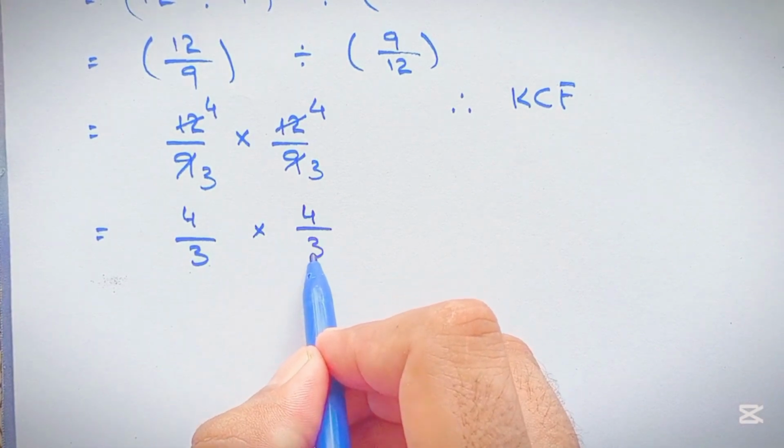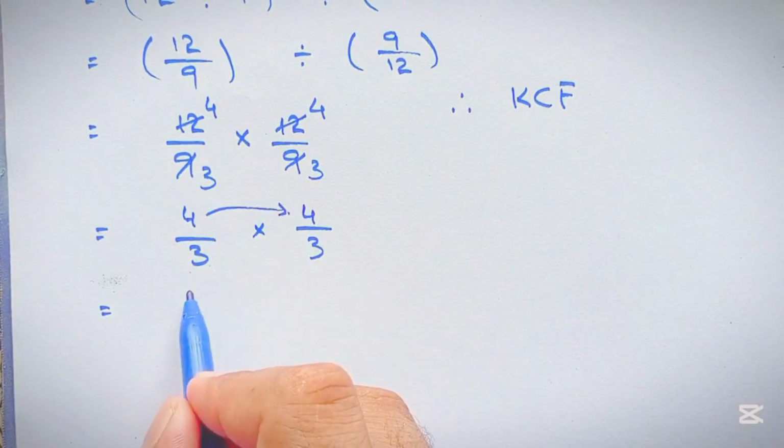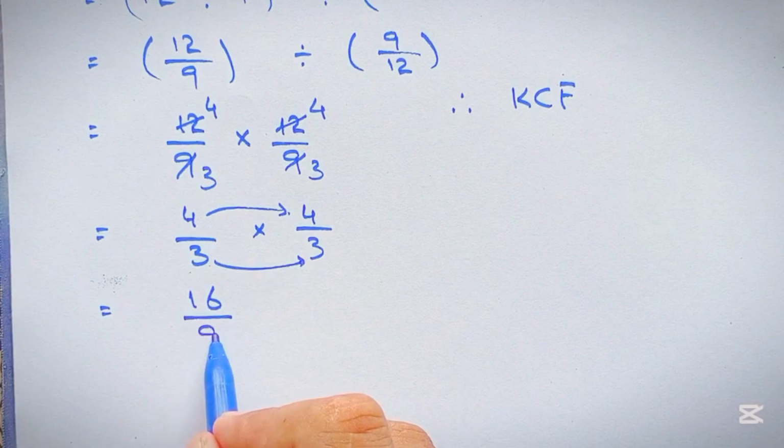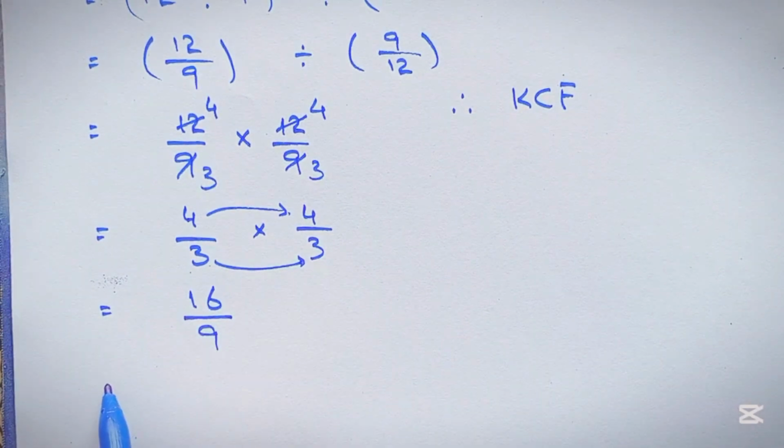Now both fractions are multiplying. Here 4 times 4 equals 16, over 3 times 3 equals 9. So we are left with 16 over 9.